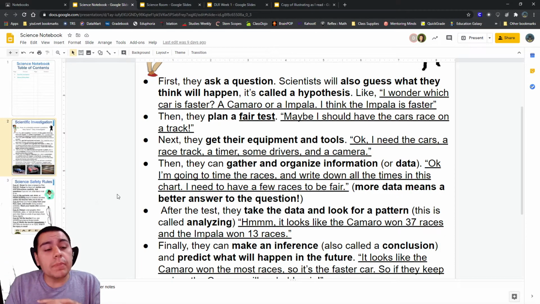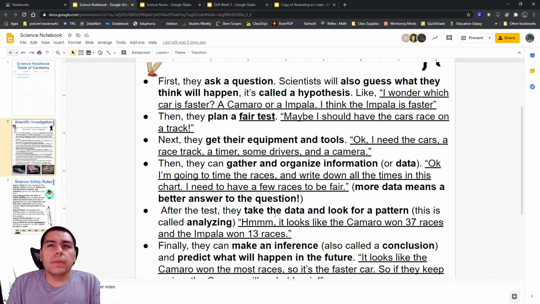And Messiah brought up a really good point. As they have more and more races, they can look and see, okay, this car, how many times did it win? And the other car, how many times did that one win? And that's actually the next step. After you finish your test, they look at the data and they try to see a pattern. So a pattern is like when we talked about our multiplication with the 2's earlier. If you can see the same thing happening over and over and over again.